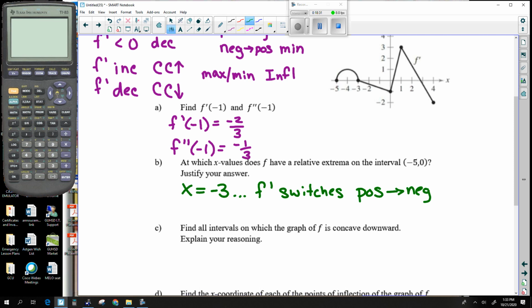Find all intervals of the graph of f which is concave down. So this is asking, where is this picture physically negative? Excuse me, no. Concave down is where f prime is decreasing. So it is decreasing starting here. It's decreasing, decreasing, and then decreasing. Those are all the places that it's decreasing. So this is concave down on the intervals from -4 to 0, and also 1 to 4. How do I know? Because the derivative is decreasing.